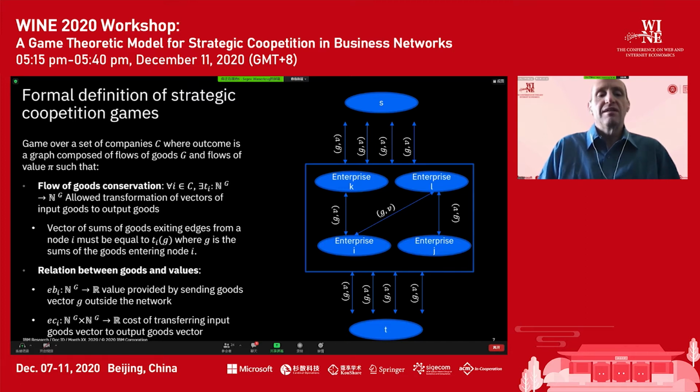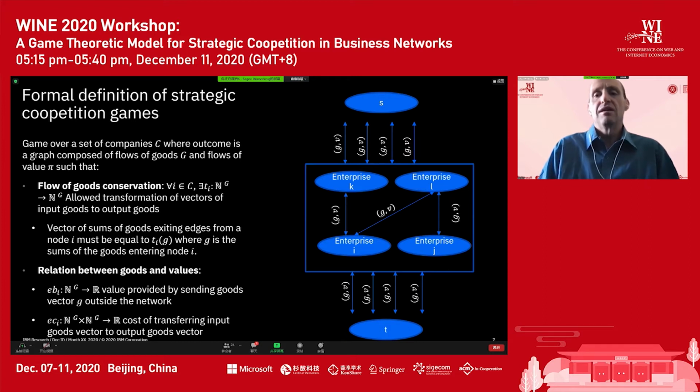One, EB, is what we call an external benefit function, which is the value provided to a node in the network, to a specific enterprise, by sending a good vector G outside the network. And we also define a cost, which is the cost of transforming an input set of goods to an output set of goods that has to be paid externally. So again, think of manufacturing cost, think of the transportation cost that I showed in the previous example as an external cost, and the payment being paid to each of the cargo owners as an external benefit, or as a value flowing into the network. And now, given a specific flow, we say we have a game; the outcome of a game is such a flow that meets these conditions.